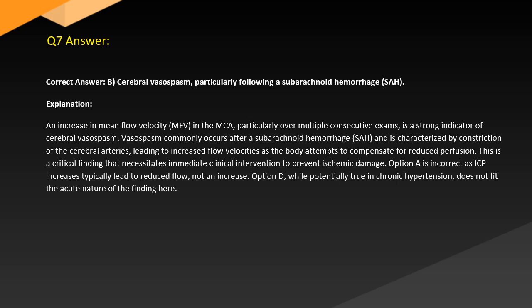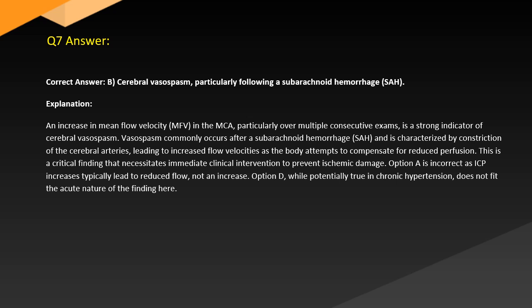Answer. Correct answer: B. Cerebral vasospasm, particularly following a subarachnoid hemorrhage (SAH). Explanation. An increase in mean flow velocity (MFV) in the MCA, particularly over multiple consecutive exams, is a strong indicator of cerebral vasospasm. Vasospasm commonly occurs after a subarachnoid hemorrhage and is characterized by constriction of the cerebral arteries, leading to increased flow velocities as the body attempts to compensate for reduced perfusion.